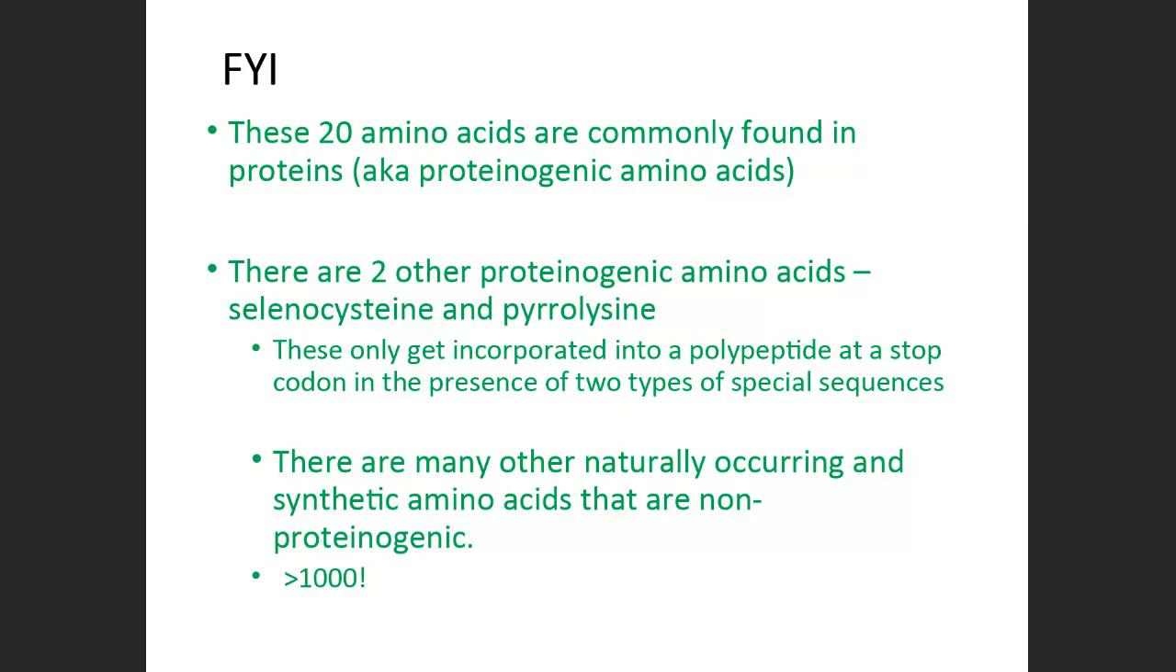So, that could be a trick question, right? How many amino acids are there? We've got to be more specific, right? There's only 20 that are used to make proteins, but there are at least 1,000 others which are used for different chemical reactions, or some scientists have created them synthetically. So just a fun fact kind of thing.